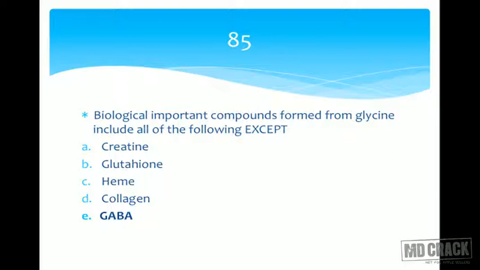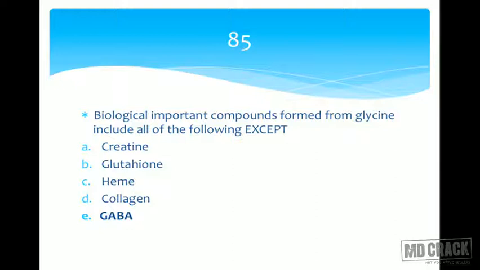It's a neurotransmitter. I think it should all be known to you. GABA is an inhibitory neurotransmitter. So GABA is got from glutamate, whereas the rest of them are got from glycine. Glycine-X-Y is the structure of collagen. And if you look at heme, glycine plus succinyl CoA is responsible for the formation of the first step, delta-aminolevulinic acid. Glycine plus succinyl CoA, with pyridoxal phosphate, is required to form delta-aminolevulinic acid.